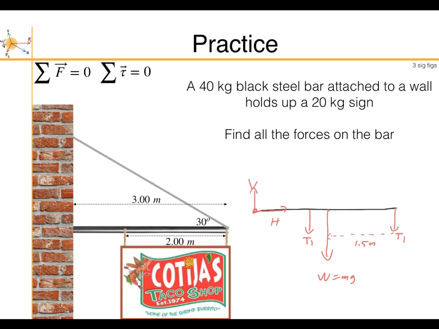And what's the last force acting on this? Well, there's going to be the force of tension, tension 2 here. You need to figure out this angle here. Oh, it's given as 30 degrees. So our unknowns are V, H, and T2. And T1, you can just assume it evenly splits the weight of the Cotija's sign. So even though T1 is an unknown, that's easy to figure out.